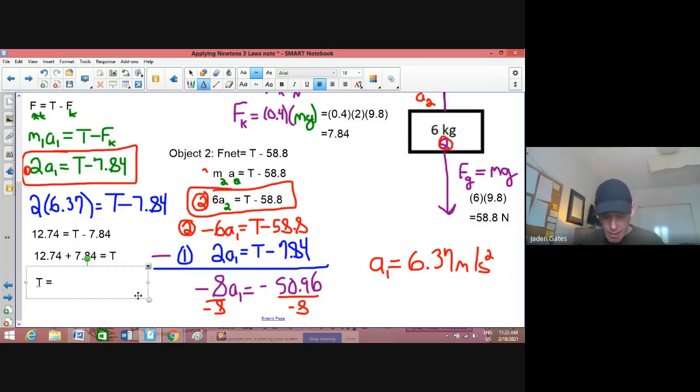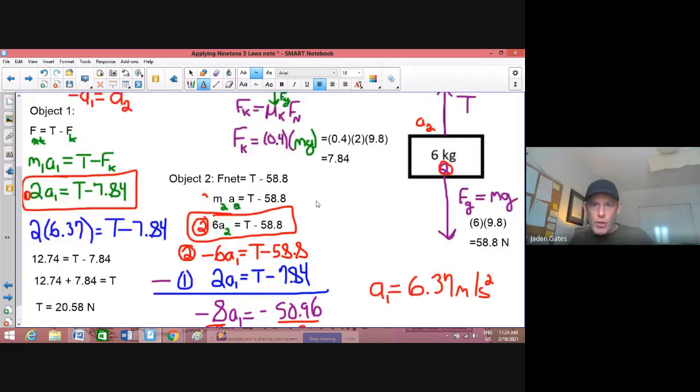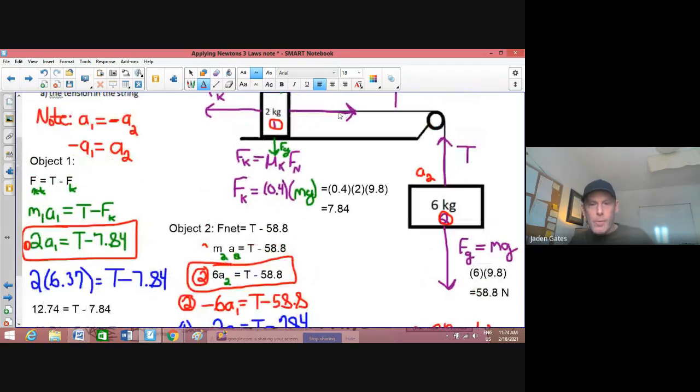Let's see here. I add them together. 12.74 plus 7.84. All the force going on here. And I get 20.58 newtons. And so that is the force that this string is pulling on this 2 kilogram object to pull it to the right. It's also the force that this rope is pulling on this 6 kilogram object upwards.